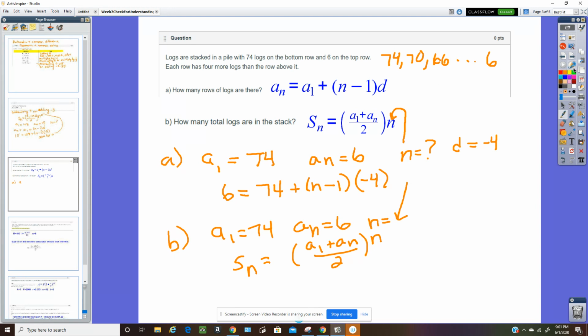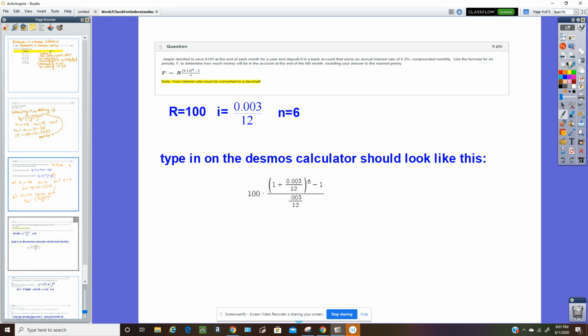All right, next question is this future value question. They give you what R is, it's 100, and 0.3% in decimal form is 0.003, and you're compounded monthly, so I is going to be 0.003 over 12. And then you want to use the formula to find the amount in the account after the 6th month.